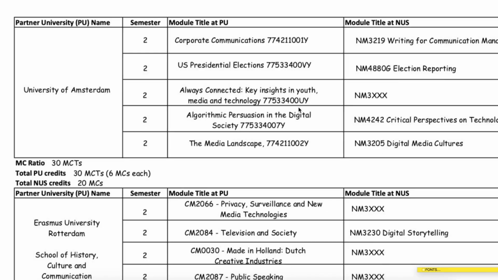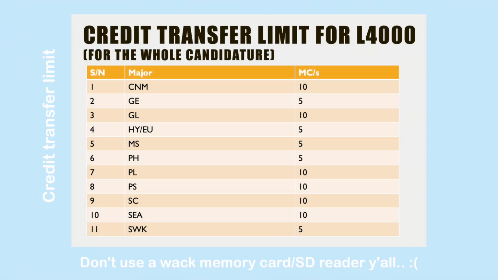There isn't such a module in NUS. For that, you will use the dummy code, and for NM that could be like NM3XXX for a level 3K module, or NM4XXX for a 4K module. At this point, I didn't know that my memory card had malfunctioned, so here I'm going to talk about an important point in the module mapping process.